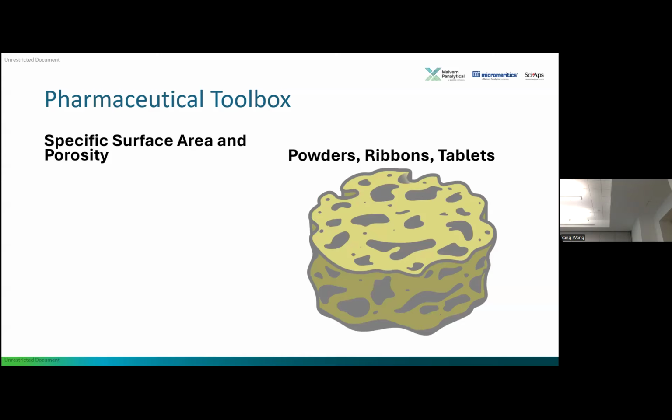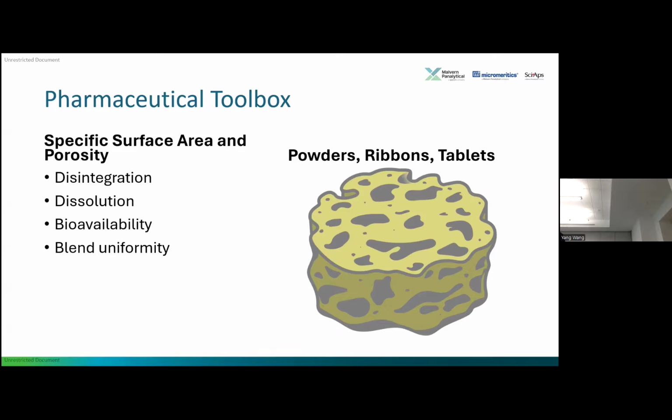So when we're talking about surface area, we're looking at specific surface area and porosity. When you have a material and you zoom in on it, it's not a perfect sphere. It has some features, some surface roughness and different things. The way it affects pharmaceutical manufacturing is it affects disintegration, dissolution, bioavailability, which is when you're talking about inhaled materials, how it can get there, how it reacts to the environment, blend uniformity, film coatings and adhesion, and then also USP monograph requirements.